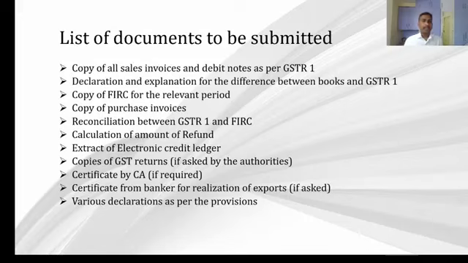So now let's discuss the list of documents required to be submitted along with the refund application. Copy of all sales invoices and debit notes as per GSTR 1, declaration and explanation for the difference between books and GSTR 1, copy of FIRCs, copy of purchase invoices, reconciliation between GSTR 1 and FIRC, calculation of amount of refund that I told you in the earlier slide, extract of ECL as discussed, copies of GST return.